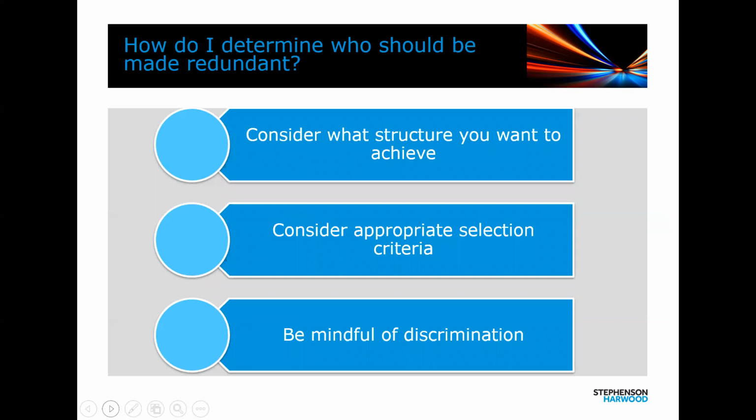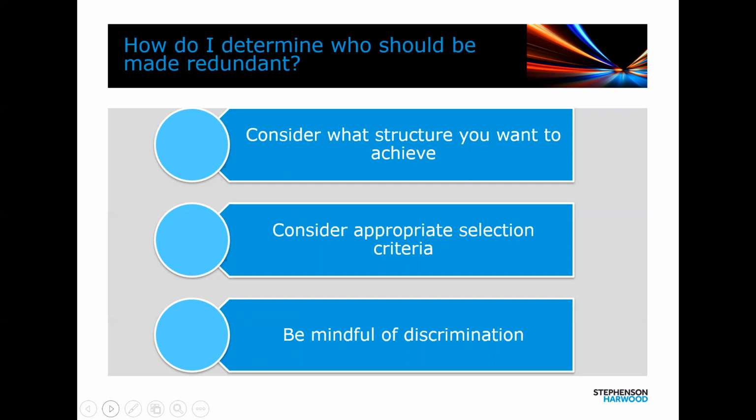Thanks, Paul. Okay, so to start with, employers need to decide what structure they're trying to achieve and then consider what roles and skills are required for that new structure. So it could be a very straightforward exercise in that an entire work stream is no longer required, and therefore it's clear that all employees in that particular work stream are at risk of redundancy. Or it could be more complicated and a general look across the workforce to determine which roles should be eliminated.